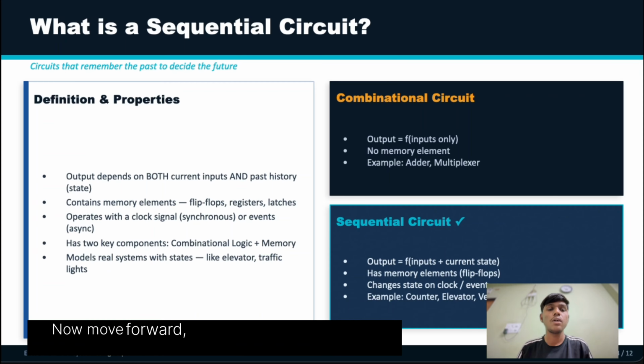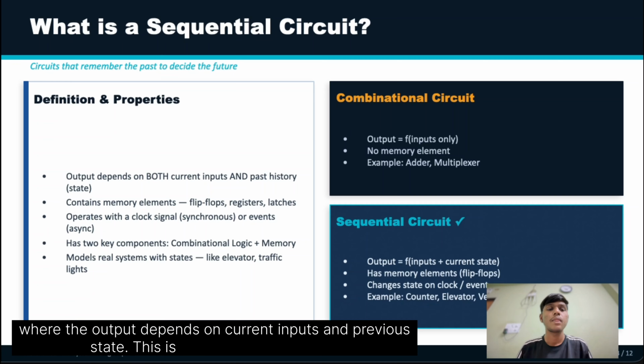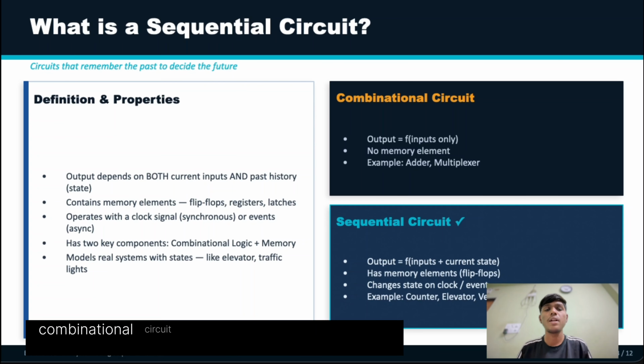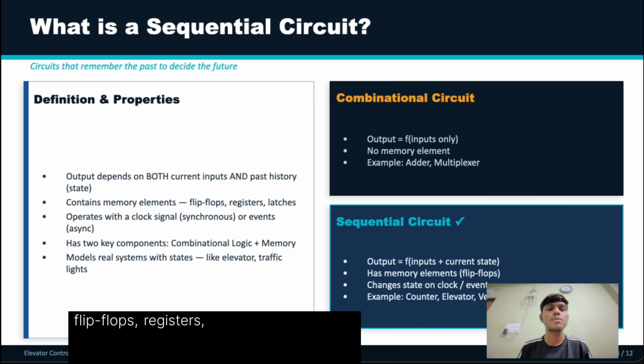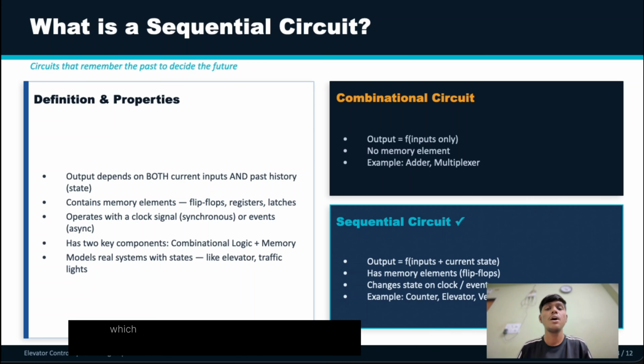Now move forward. What is a sequential circuit? A sequential circuit is a type of digital circuit where the output depends on current inputs and previous state. This is the key difference from a combinational circuit, where output depends only on inputs. Sequential circuits use components like flip-flops, registers, and latches. These elements allow the system to remember past events, which is essential for systems like elevators.